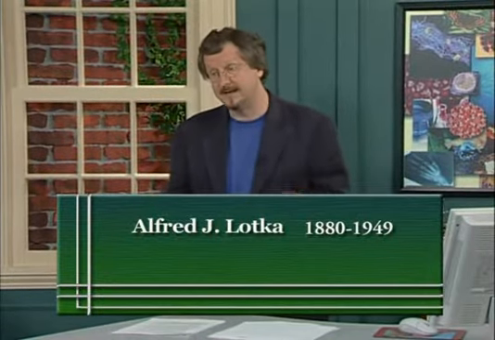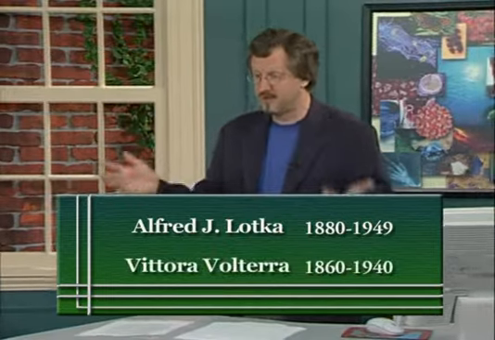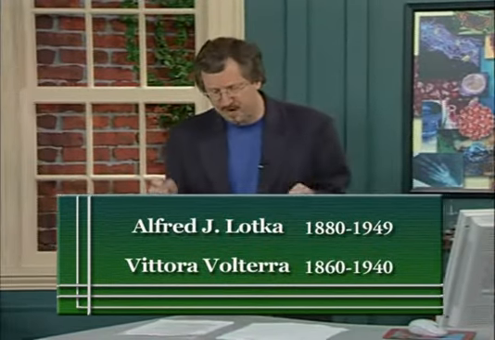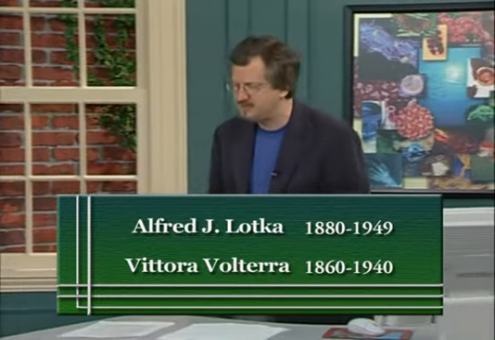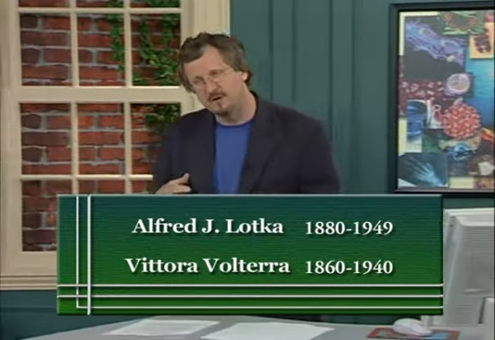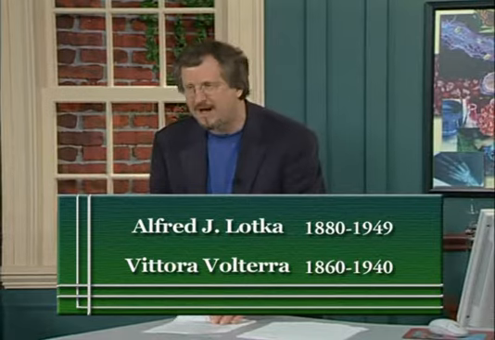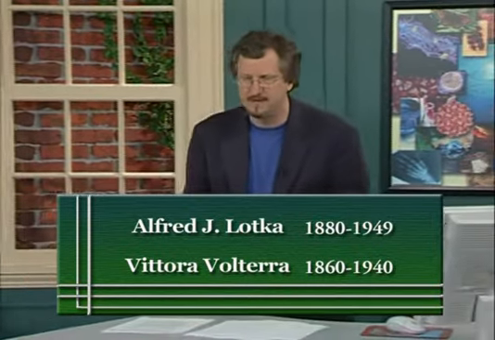Now, in the 1920s, two mathematicians, an American named Alfred J. Lotka and an Italian named Vittorio Volterra, independently derived a way to model mathematically the effects of interspecific competition on population growth. And the way they did this was by modifying the logistic growth model.